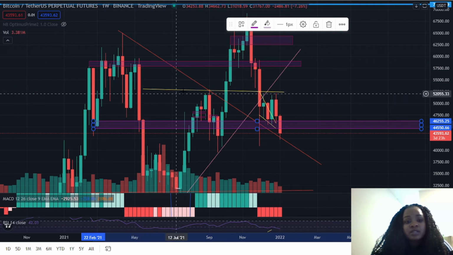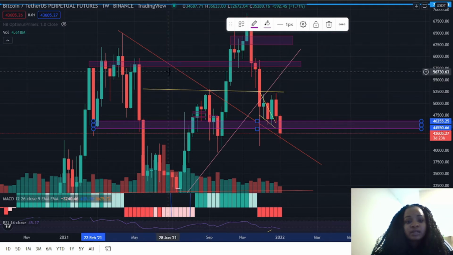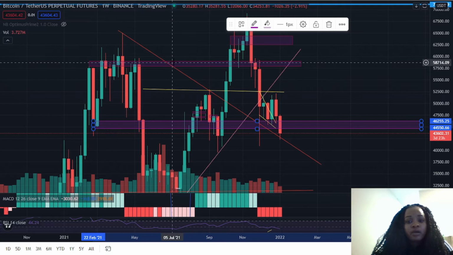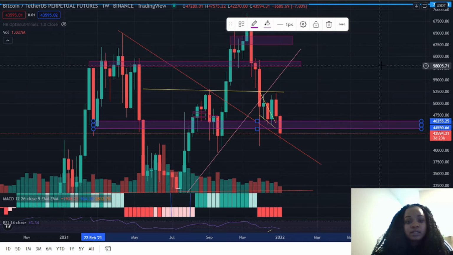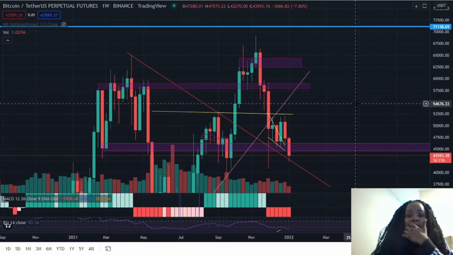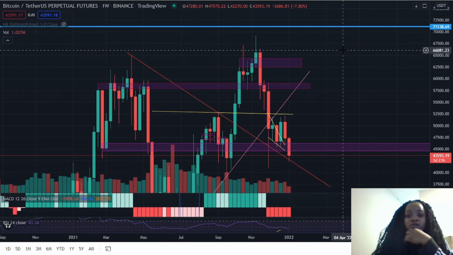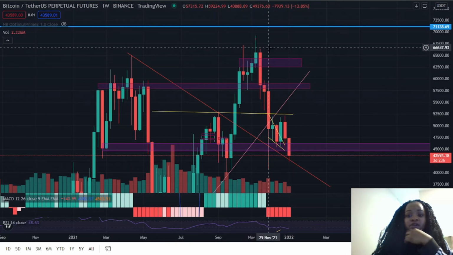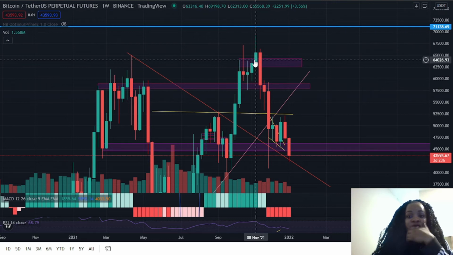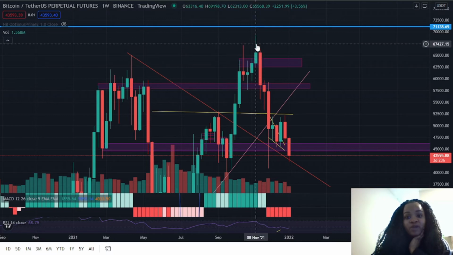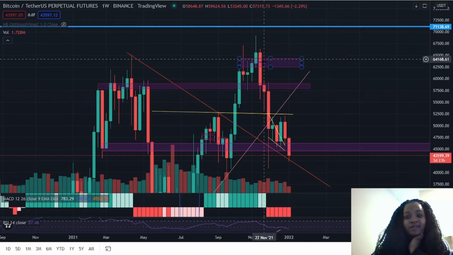And then the next resistance that I'm seeing is actually right here. So you can see here this purple box that I drew here, this is another resistance. Okay, this is another resistance that I see. And then the last resistance is obviously right now over here. The highest price that Bitcoin has gone to so far is 69,198. Got rejected there very, very bad, as you can see.